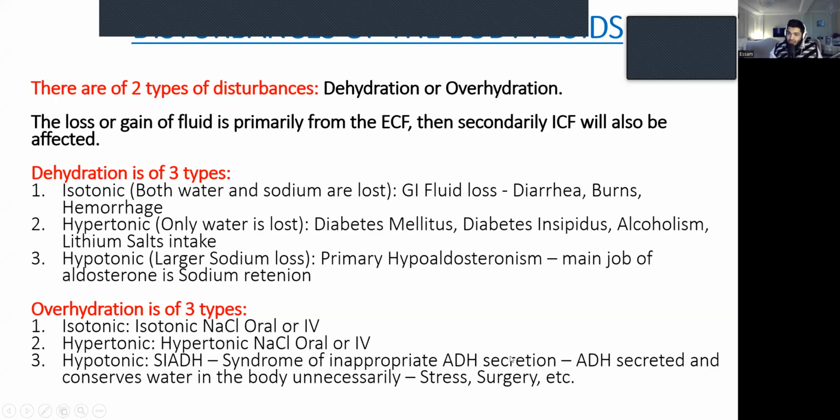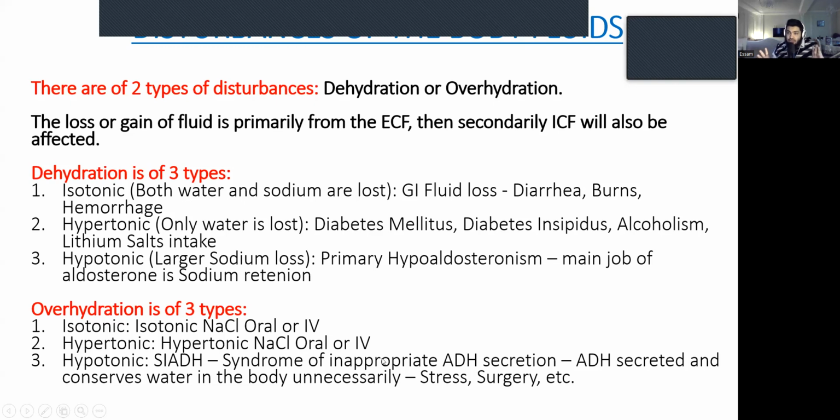But what will happen if the body is producing too much ADH? Too much ADH is being produced. So water is not being lost in the urine, right? And if water is not being lost in the urine, then there will be overhydration of the body. The ECF amount will increase. So that is the syndrome of inappropriate ADH secretion. And it can happen because of stress, mental, emotional stress, or surgery, and any such conditions where the body is under stress. This syndrome can happen.